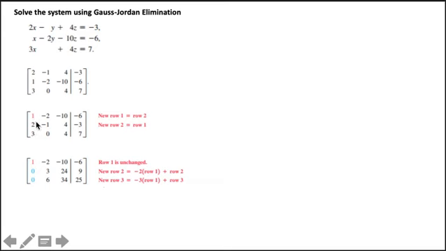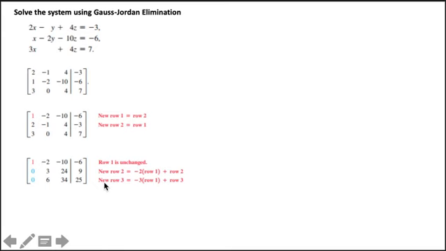-2 plus 2 is 0. -2 times -2 is 4, plus -1 is 3. -2 times -10 is +20, plus 4 is 24. -2 times -6 is +12. 12 plus -3 is 9. Same thing, except we're multiplying by -3 to get the third row.